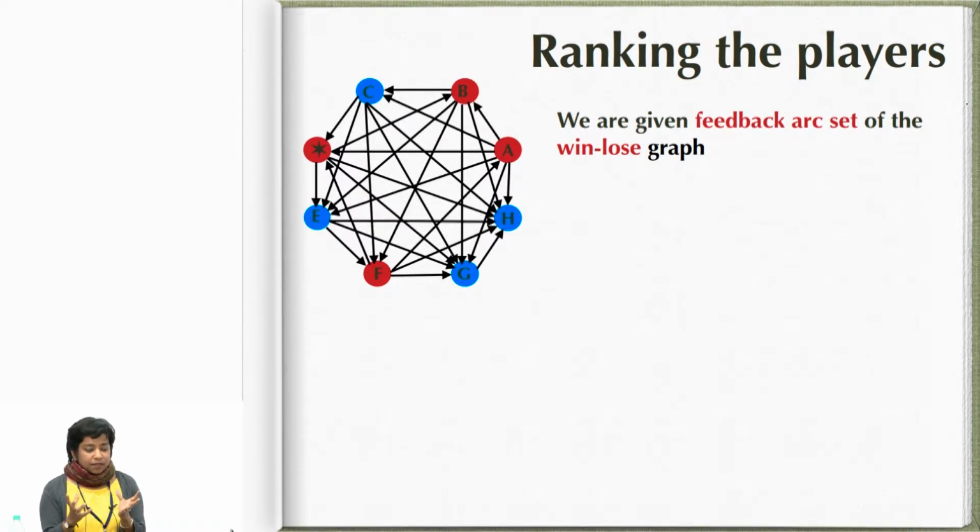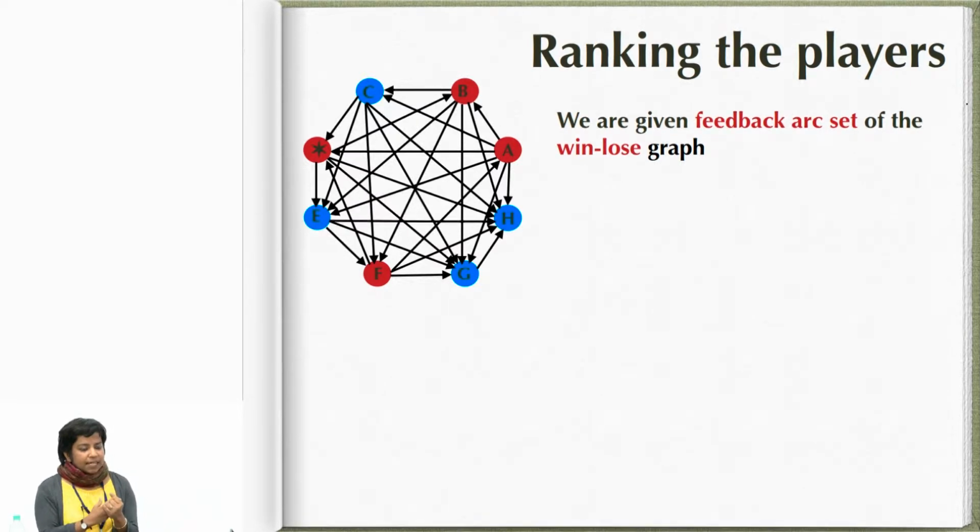But remember, if I just delete those edges, then I no longer have a win-lose graph, because a win-lose graph must have an edge between every pair of vertices. So instead of deleting those edges, I just switch their directions. Then it does not have any more cycles. So then can we say something?